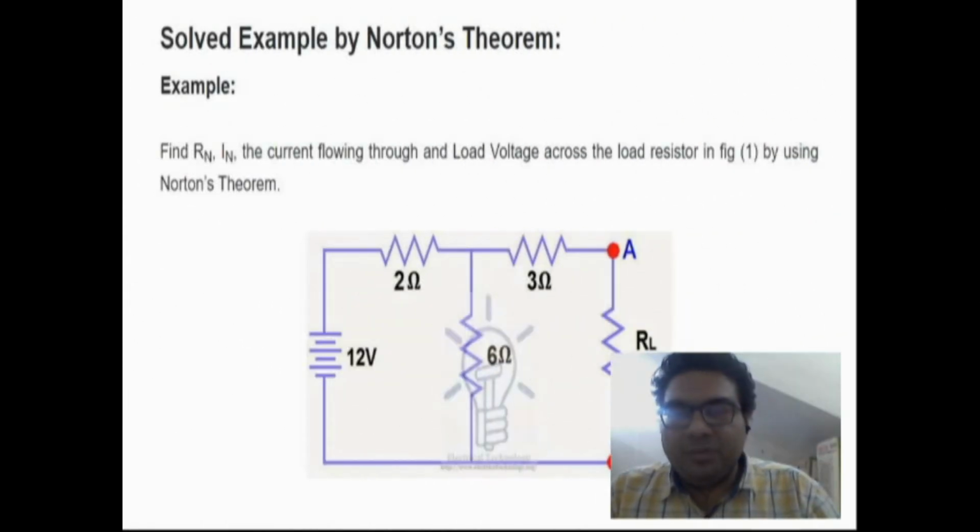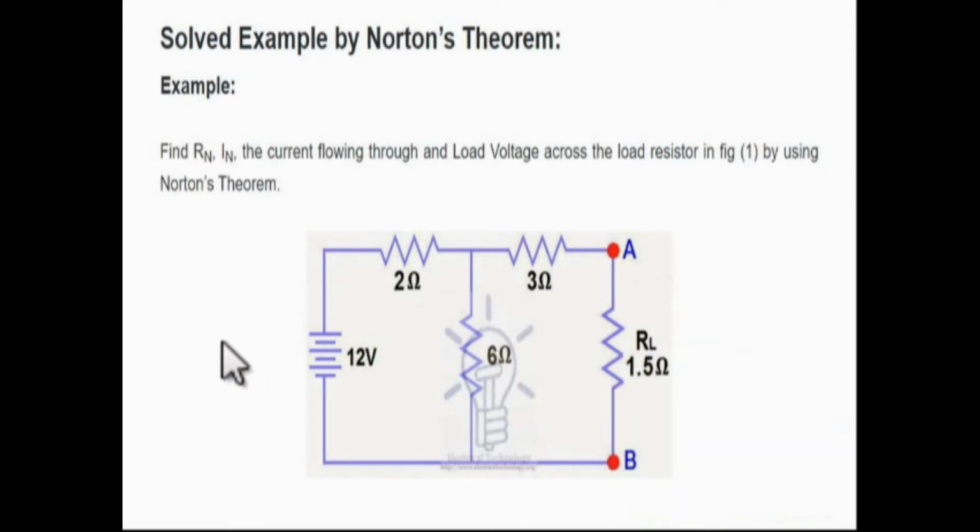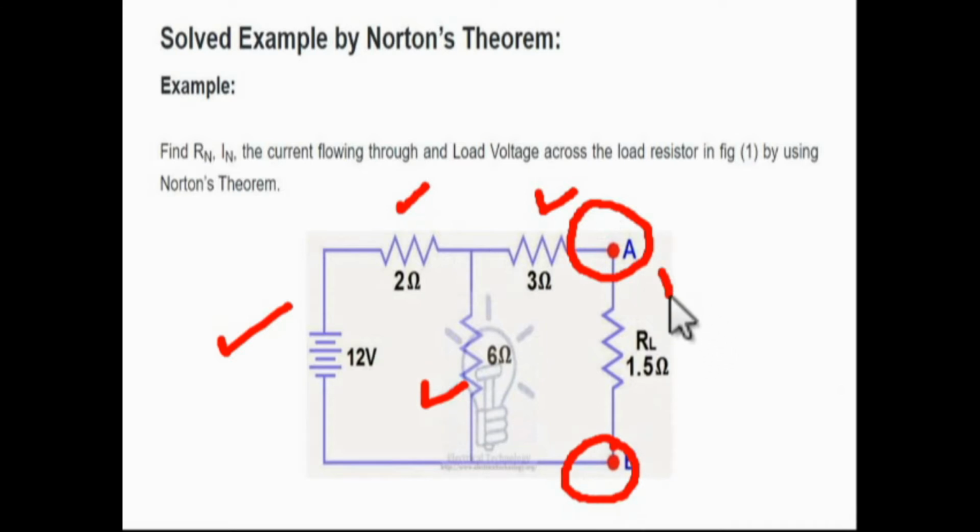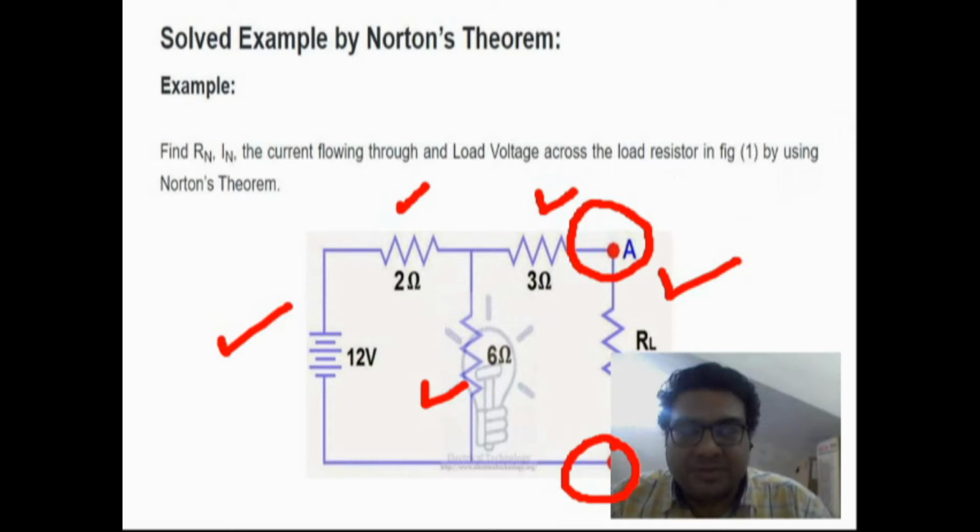So guys, this is the problem of Norton's theorem. You can see over here, a 12 volt voltage source is connected, then a 2 ohm resistance, then 3 ohm and 6 ohm are connected, and across these two terminals A and B, the load resistance of 1.5 ohm is connected. The question is to find Rn, In, the current flowing through the load and the voltage across the load resistor by using Norton's theorem. So first, what you have to do is remove RL.